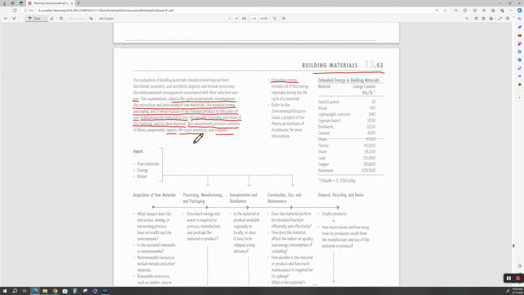We got inputs, life cycle inventory, and outputs. Inputs are your raw materials, the energy to harvest the raw materials and process the raw materials, and water. Now, this is water in, and you got water coming out, wastewater. And what are you going to do with the runoff? The leachate off of lithium mining, okay? You just can't let that run into the stream. Well, they do in China, but okay.